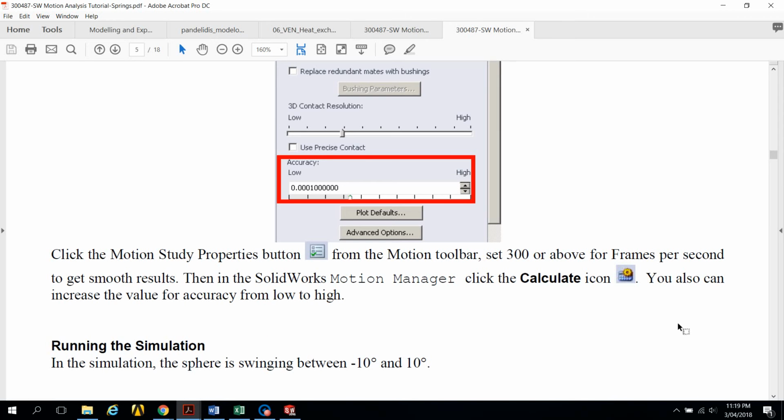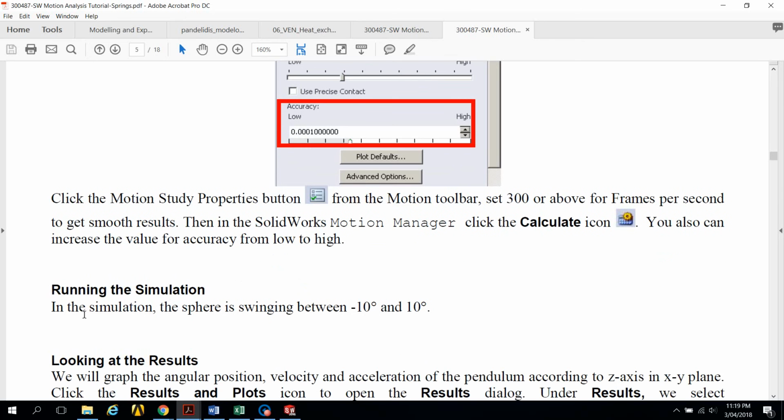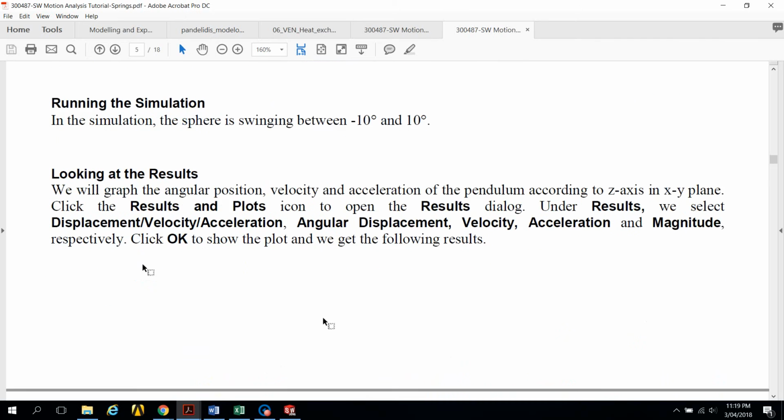Okay, now click calculation. You can also increase the value of the accuracy from low to high. I left it at low at the beginning. Running the simulation. In the simulation the sphere is swinging between minus 10 degrees, that means to the left, to positive 10 degrees to the right. Then we have to look for the results.